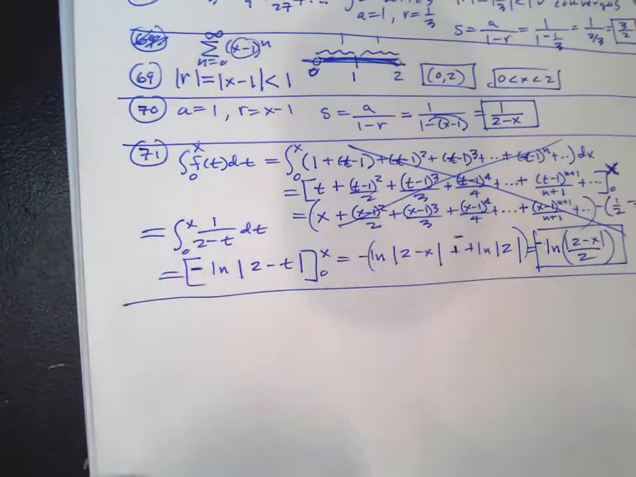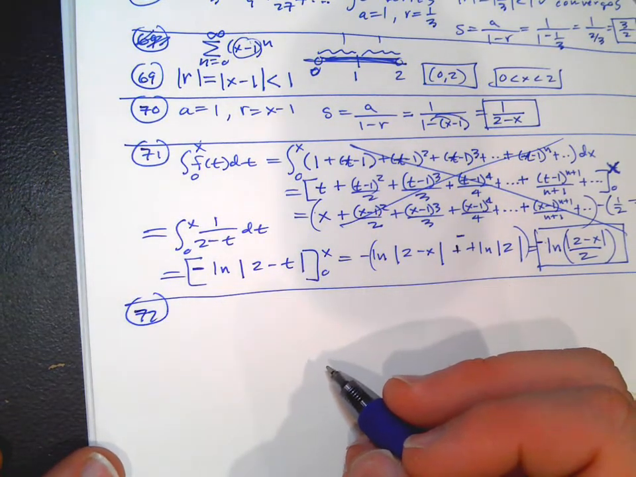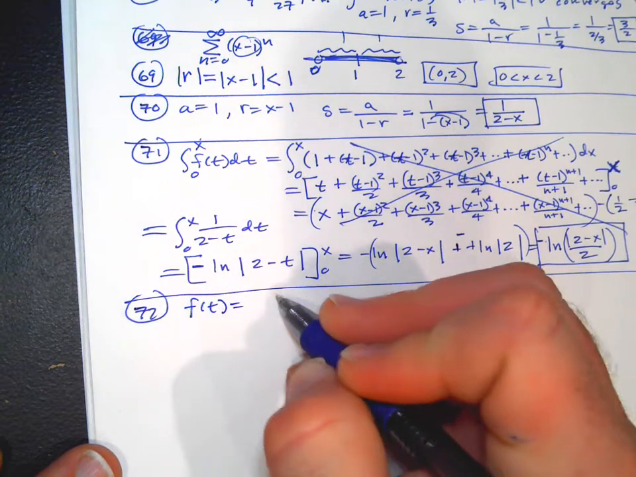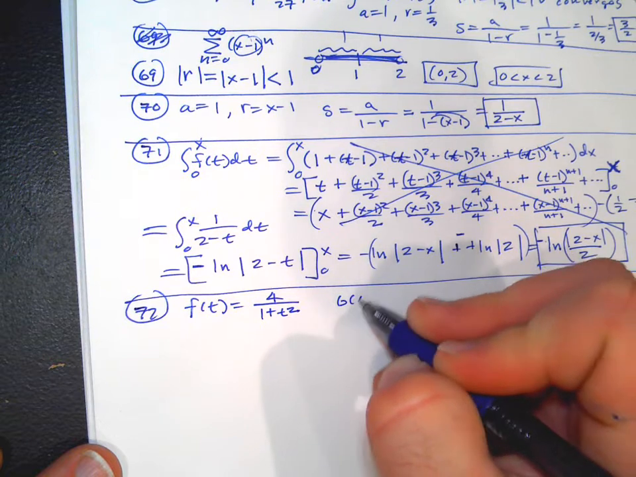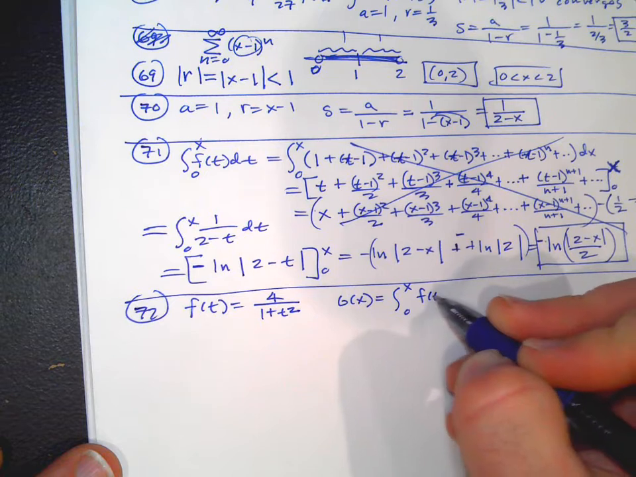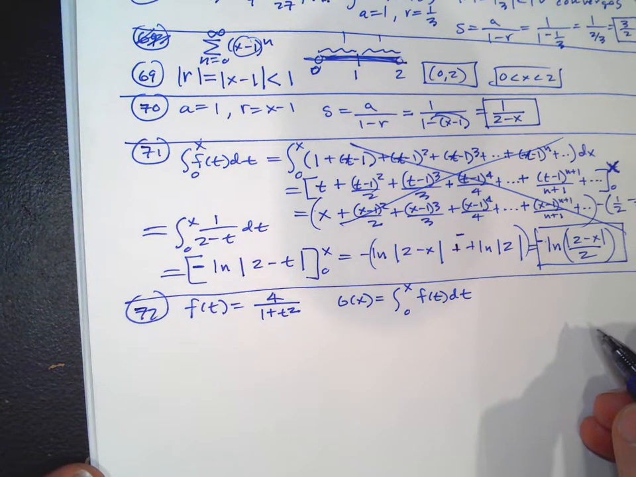Okay, 72. We're just going to do 72 as another exploration. We're going to just do parts A and B. It says let f of t equal 4 over 1 plus t squared. Let g of x equal the integral of f of t dt from 0 to x. It says find the first 4 non-zero terms and the general term for the power series for f of t centered at t equals 0.